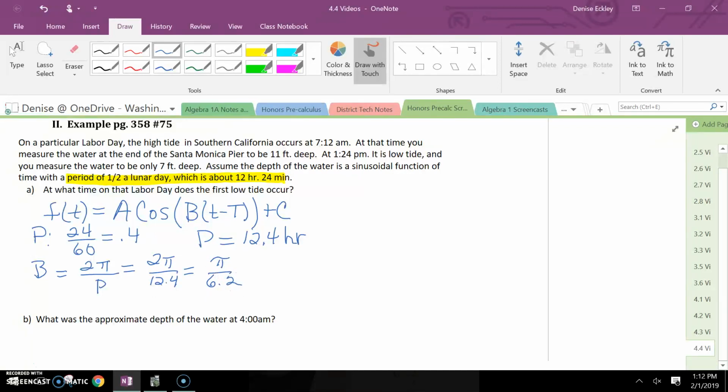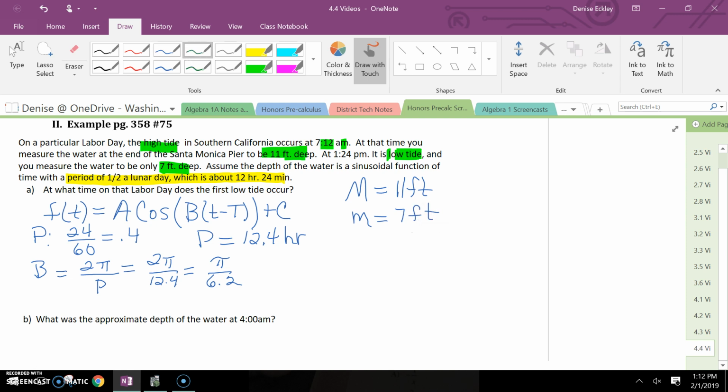Now we have to find, as I was saying before, the maximum height of the water and the minimum height, and then we can find our amplitude and our vertical shift. That is also given. We're told that a high tide occurs at 7:12 a.m. and that the water is 11 feet deep. Then we're also told that low tide has happened and we have 7 feet there. So we have a maximum value of 11 feet and a minimum value of 7 feet.